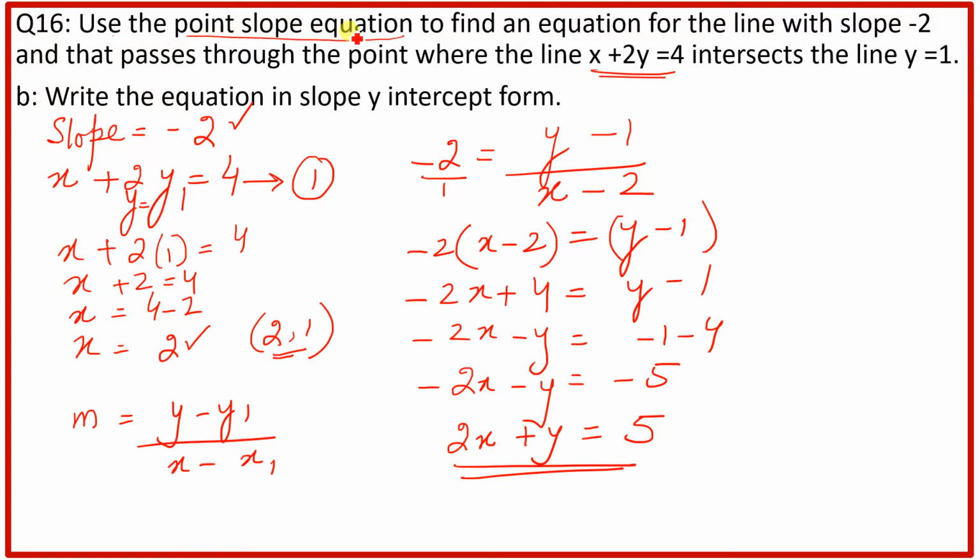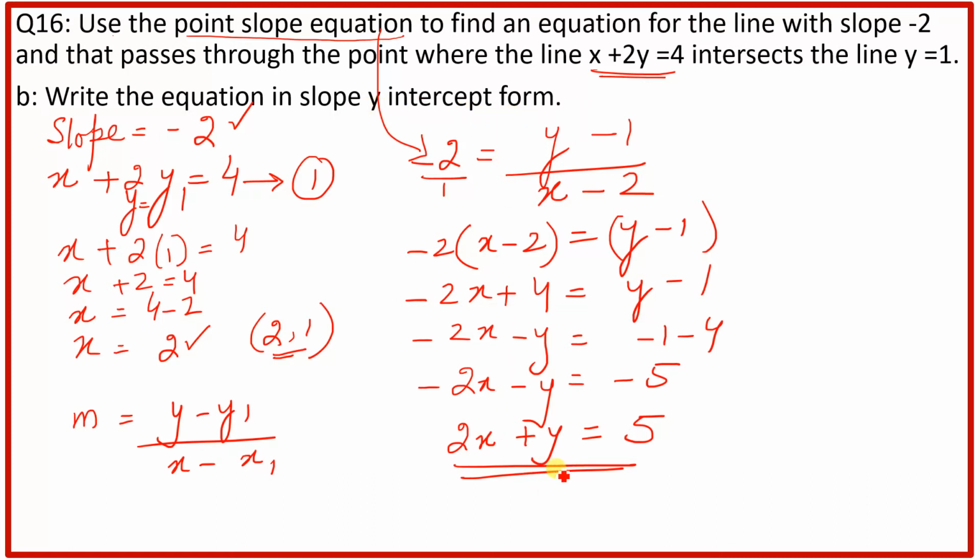We have used this point slope equation. The points were not given, only y was given. Put y equal to 1 in this equation, and we will get the other coordinate, which is 2. Now by using these 2 points in the point slope equation, we will get the equation of the line 2x plus y equal to 5.